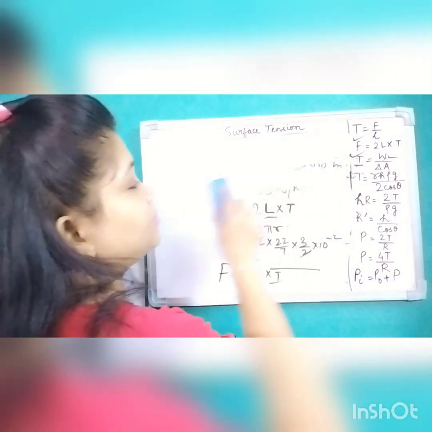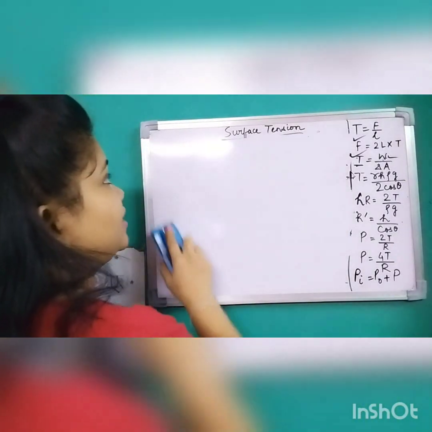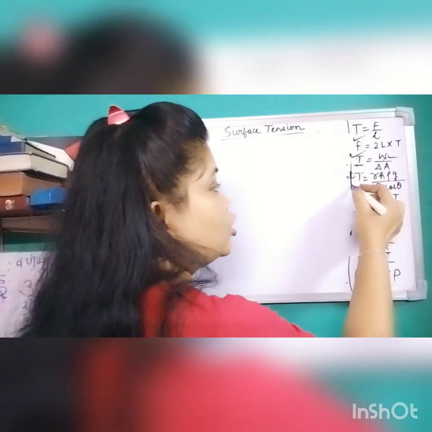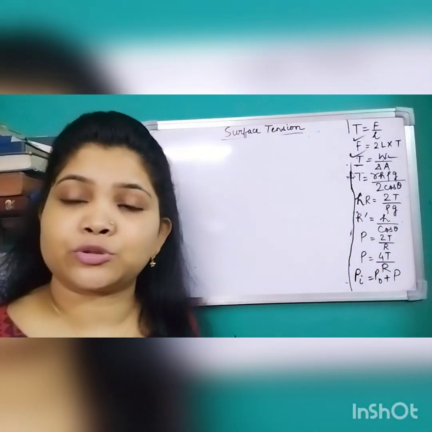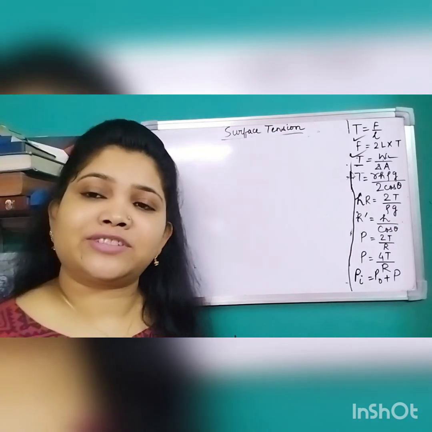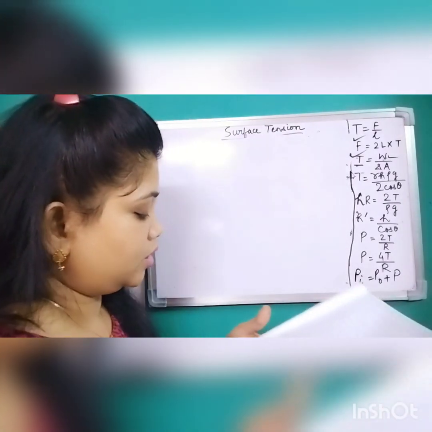Now, students, sum number 12 is exactly the same as sum number 11. As I told you in the beginning, those sums which are of a similar type, I have left up to you to practice, so that after seeing the sum, you understand that yes, I have understood this sum. So, I have left the next sum to you. Please solve it and send it to me. Okay. Now, sum number 13.